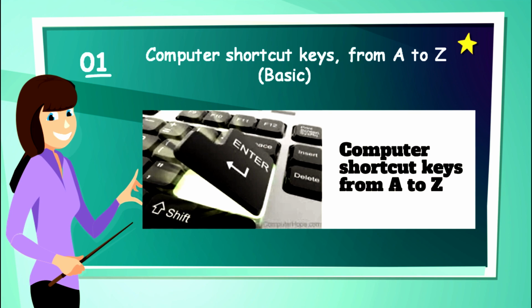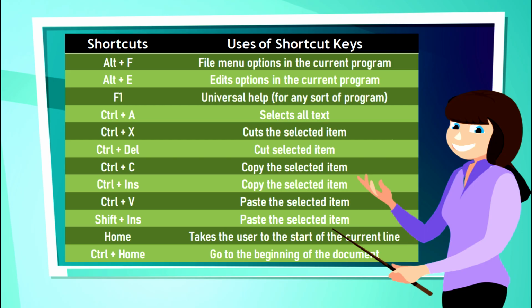Shortcut keys and their uses. Alt plus F, file menu options in the current program. Alt plus E, edit options in the current program. F1, universal help. Control plus A, selects all text.